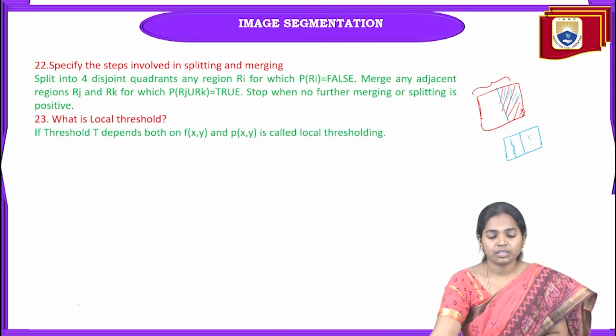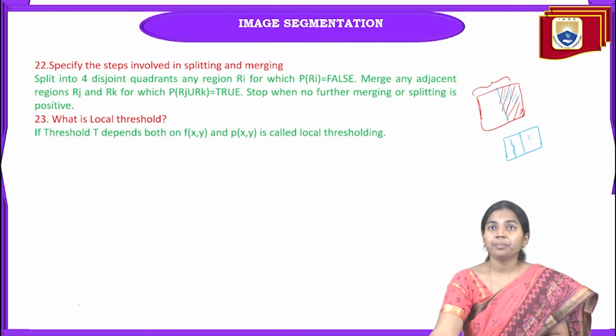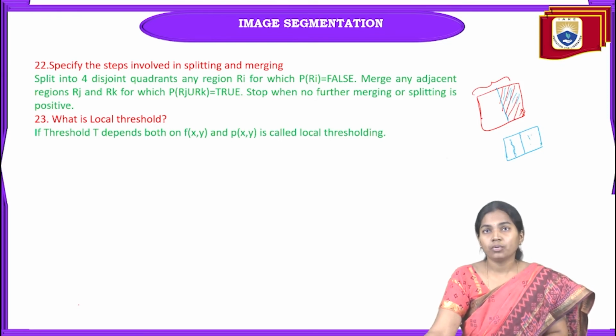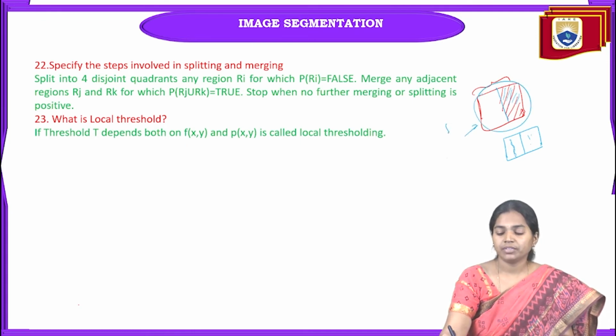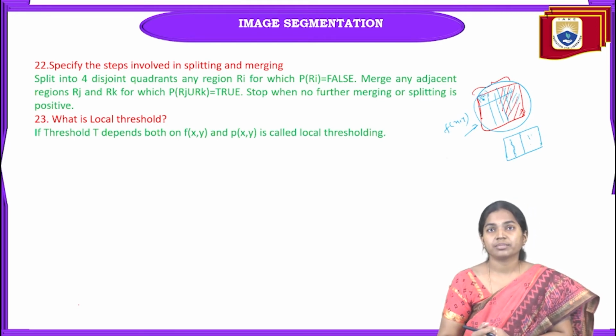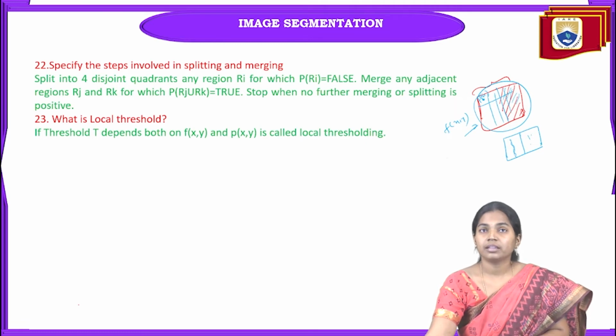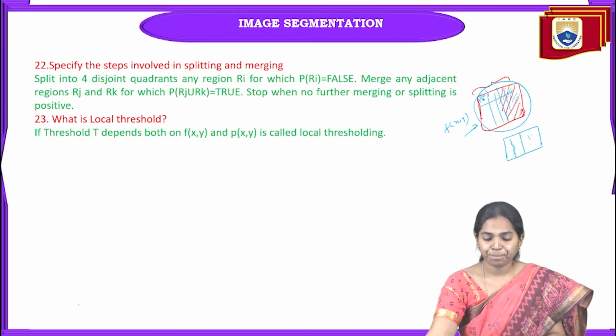What is local thresholding? If the local threshold T depends on both f of x comma y and p of x comma y, it is called local thresholding. In this local thresholding, f of x comma y is nothing but our image. P of x comma y means each and every pixel we represent with p of x comma y, p1 of x, p2 of x. So the local thresholding depends on both f of x comma y and p of x comma y.